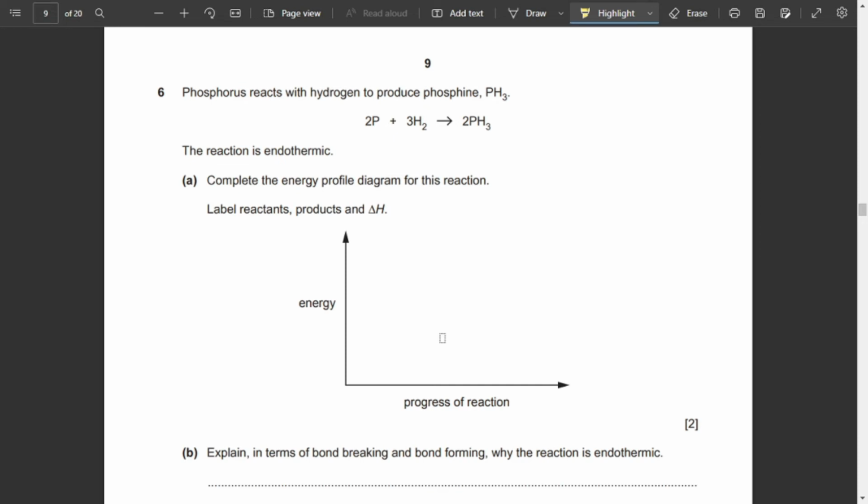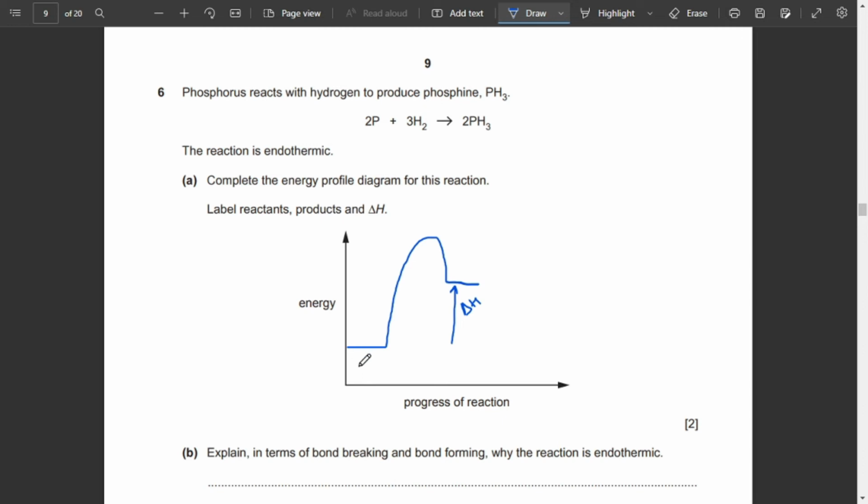Phosphorus reacts with hydrogen to produce phosphine, PH3. 2P plus 3H2 equals 2PH3. The reaction is endothermic. Part A says complete the energy profile diagram for this reaction, label reactants, products, and the enthalpy change. If we look over here, this is basically an endothermic reaction, and this is the type of energy profile diagram that is usually made. This is reactants.